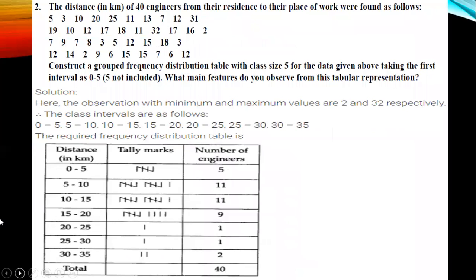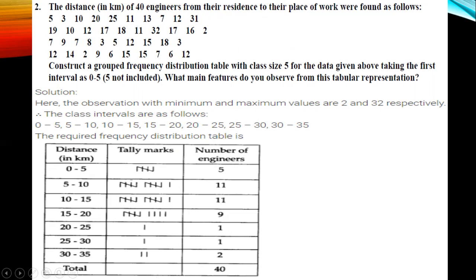Let us quickly then get to the second question. The second question says, the distance in kilometers of 40 engineers from their residence to their place of work were found as follows. So the distances are given in kilometers as 5 kilometers, 3 kilometers, 10 kilometers, 20 kilometers, 25 kilometers, and so on. So we have the distance of 40 different engineers between the place of work and the residence. Now we have been asked to construct a grouped frequency distribution table.